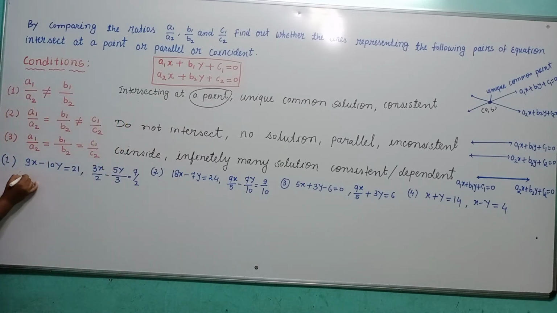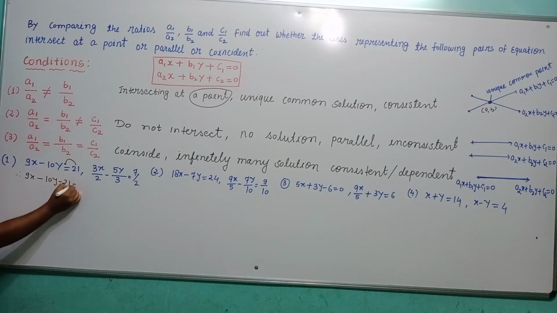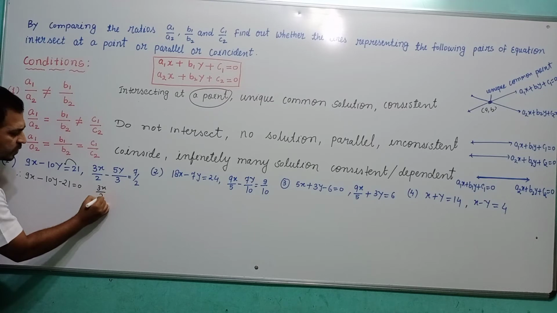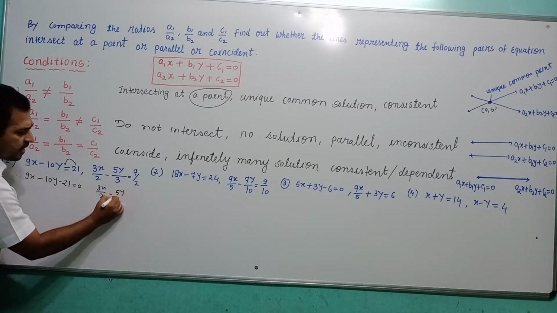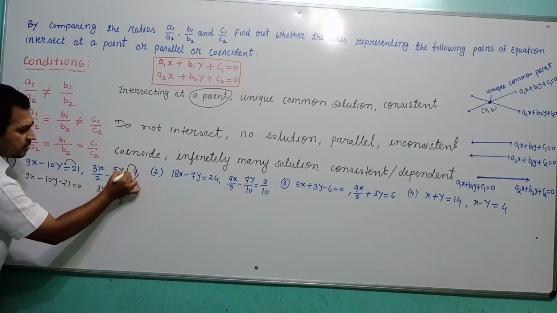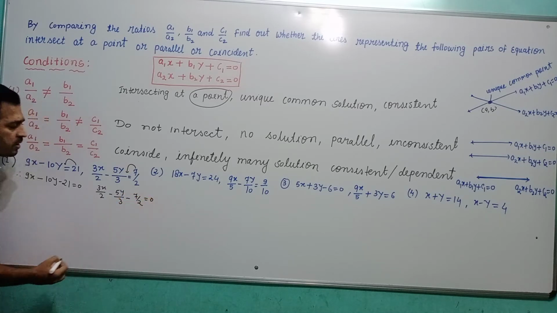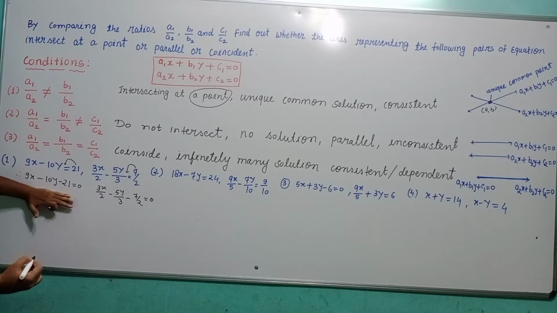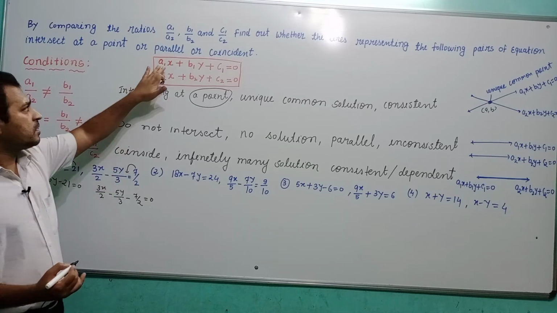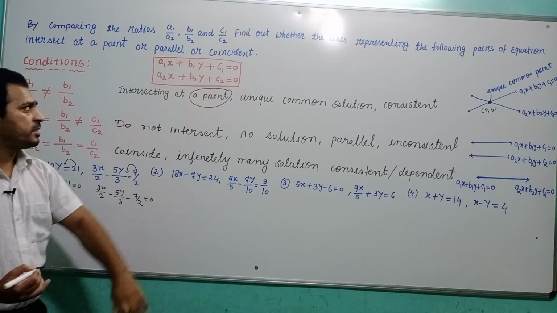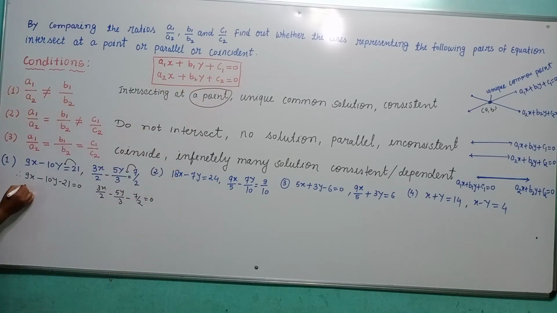So here we can write 9x minus 10y minus 21 is equal to 0. Similarly, 3x by 2 minus 5y by 3, moving to this side, minus 7 by 2 is equal to 0. Now students, this pair of linear equations will be compared with a1x plus b1y plus c1 is equal to 0 and a2x plus b2y plus c2 is equal to 0.